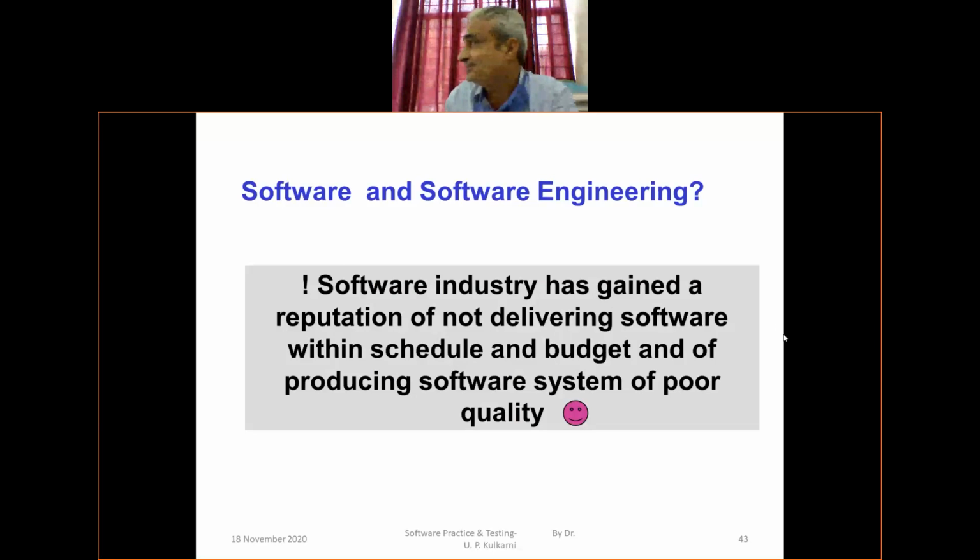And because of this, the software industry gained a reputation of not delivering software within schedule and budget, and producing software systems of poor quality. The reason is that you cannot manage complexity. You are not disciplined, and the documentation is not okay.